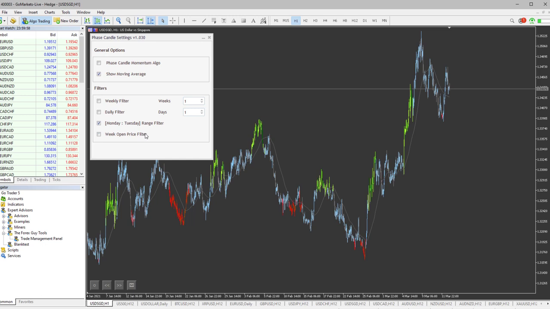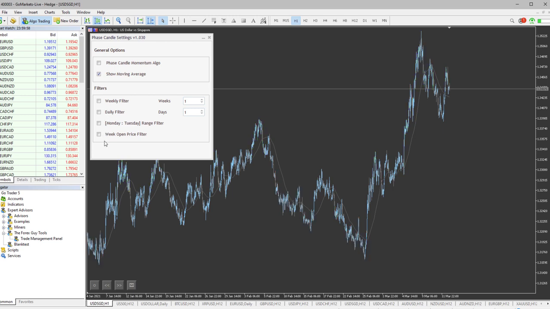Now we can stack these filters as well, so we can apply a weekly filter and a Monday, Tuesday range filter, so we could really start to get heavy with the filtering as well. You can even throw on the trend algorithm in there as well and really start to get customized here. So we'll turn those off.